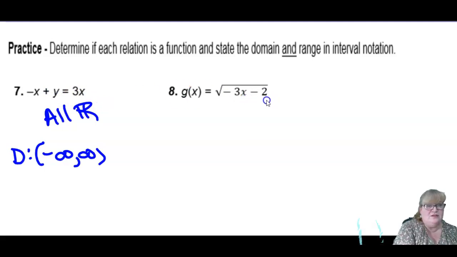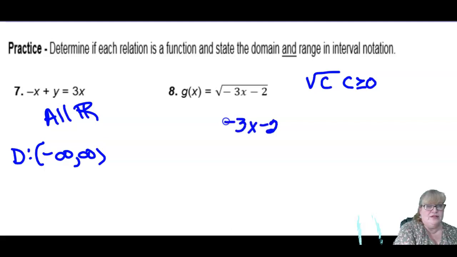This one has a radical. Anybody remember what goes on? When it has a radical, whatever's underneath here has to be greater than or equal to 0 because we can't take radicals of negative numbers. Well, this has got negatives everywhere, but we say this quantity, whatever it is, has to be greater than or equal to 0. And then we go back to algebra 1 and we say, well, I'm going to add 2 to both sides.